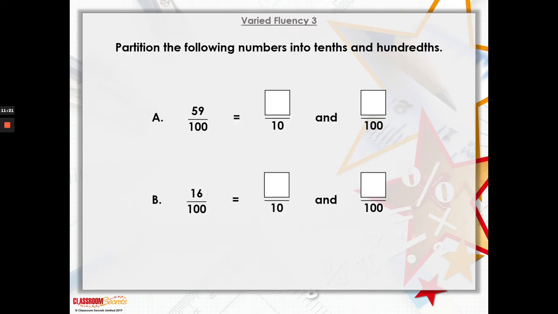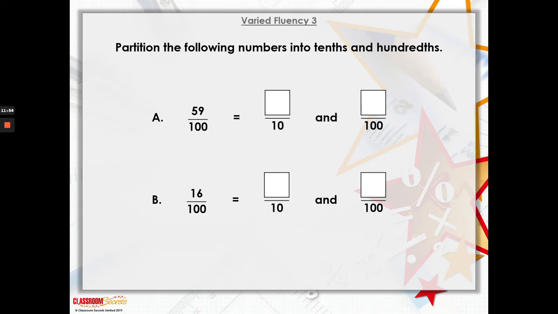Okay, so question number 3. Whoa, I know you're saying, but don't worry, it's quite simple. You just have to figure out how many tenths and how many hundredths I have in A and B. So it says here, partition the following numbers into tenths and hundredths. So if I have 59 hundredths, how many tenths do I have and how many hundredths do I have? And for B, you have 16 hundredths, so how many tenths do I have, and how many hundredths do I have in that?